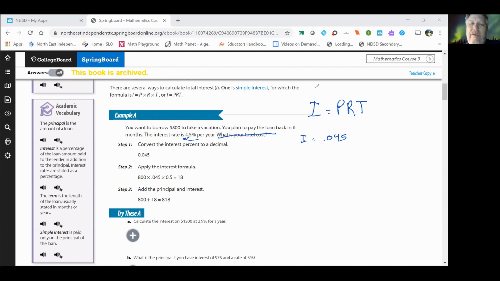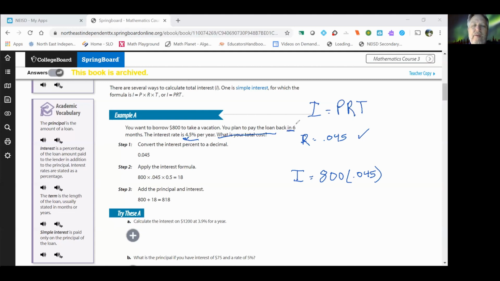Now, this I right here is the amount of interest. This right here, I mistakenly put interest. This should have been the rate. So we're going to look at the amount of interest, and that's equal to the principal, the $800 we started off with, times the rate, 0.045, and then we're going to multiply that times the time. It indicates on here we're going to pay the loan back in 6 months.